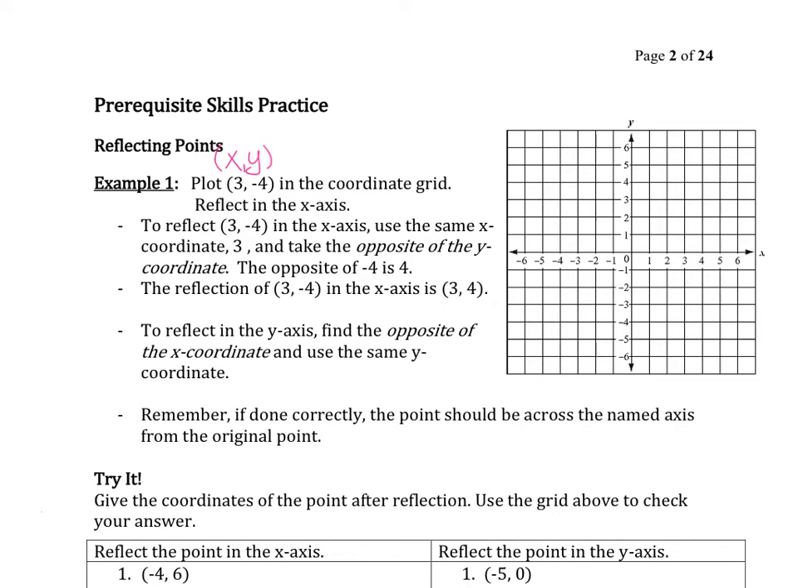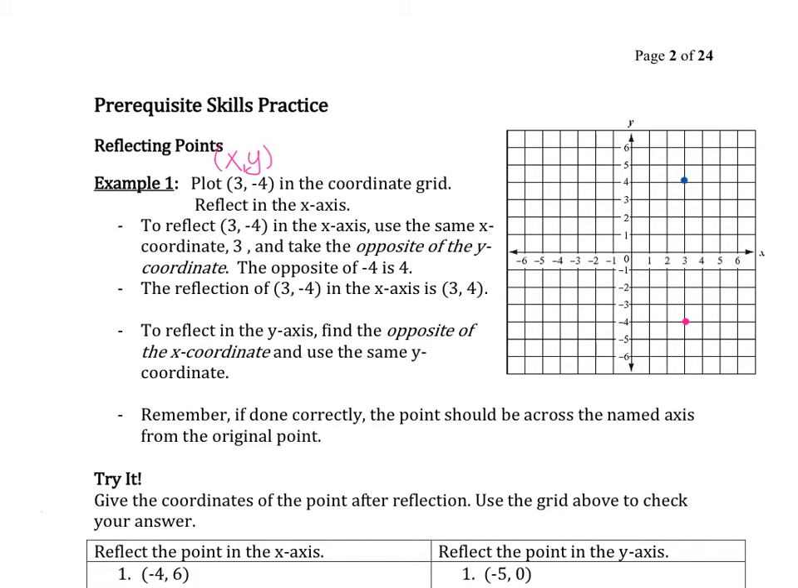So to start off, if I want to plot the point 3, -4, starting at the origin, I'm going to go over 3 units to the right and then down 4 units to -4. Now to reflect the point in the x-axis, as you see over there in the directions, we're going to use the same x-coordinate 3, but then take the opposite of the y-coordinate. So opposite means if it's positive, make it negative, or vice versa. So in this case, we want the opposite of -4, which of course is 4. So now to plot the reflection, I'm going to go to 3, but then up to a +4.